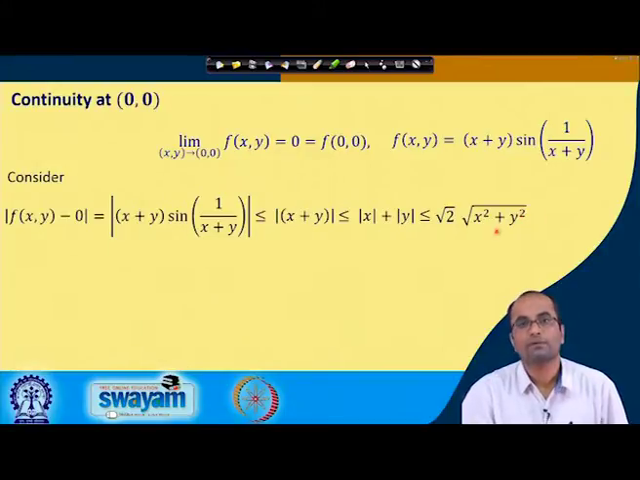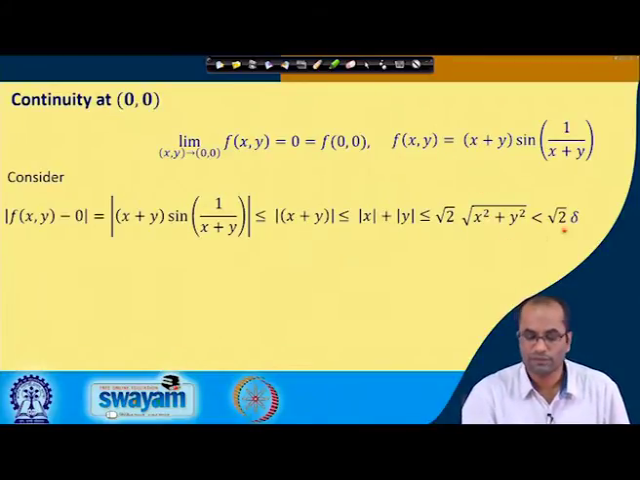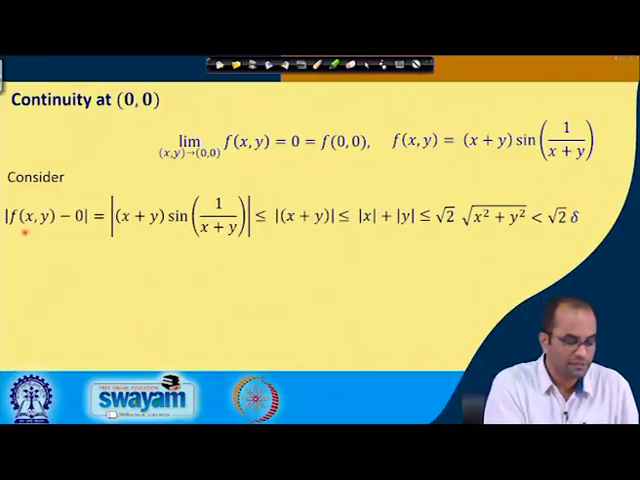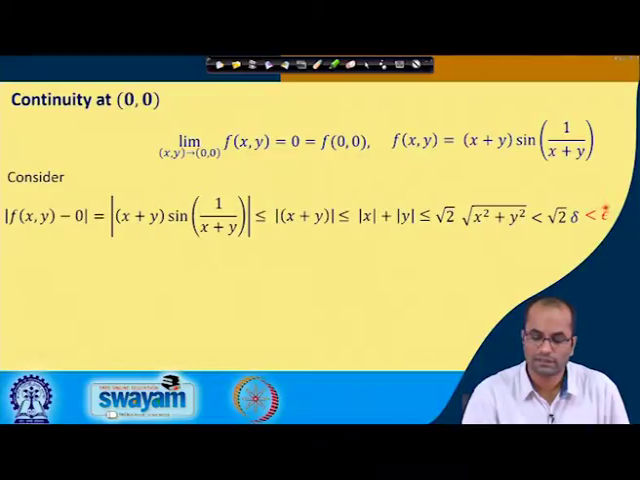Square root 2 times square root of x square plus y square, and now here exactly we have the neighborhood of the 0 0 point, which we can bound by delta. So, we can use that inequality for the neighborhood, and then we have square root 2 into delta. The aim is to make the difference of f x y minus 0 less than epsilon. Now, if we make this less than epsilon, we will get the relation between delta and epsilon.